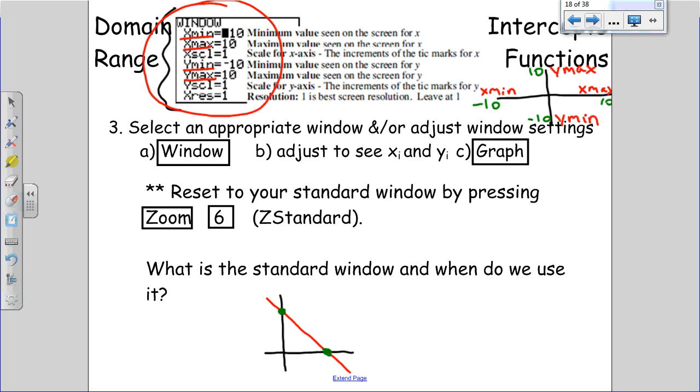You can always go back to your standard window by just going X min, X max, going -10, +10, -10, +10. Your calculator also does know a shortcut on how to get to the standard window. To get to the standard window, you just follow these settings right here. You click the zoom button, which is the side window, and you click number 6, which is the standard. See, it says Z standard, I mean zoom standard. And that'll automatically change your graph back to +10, -10.